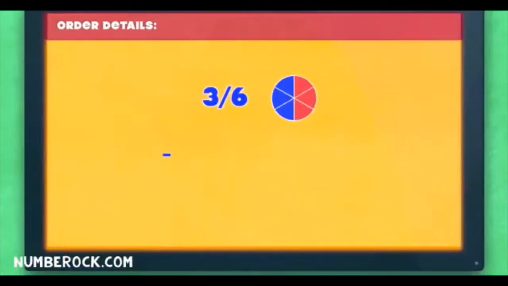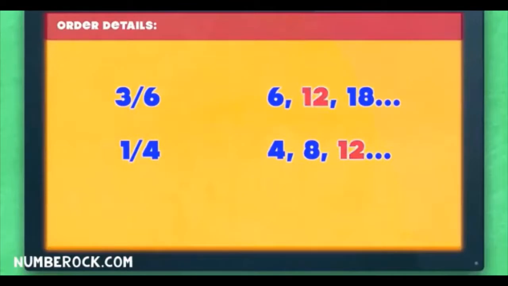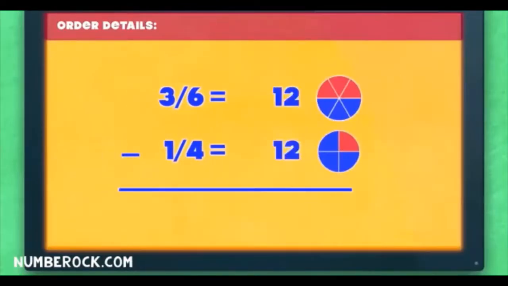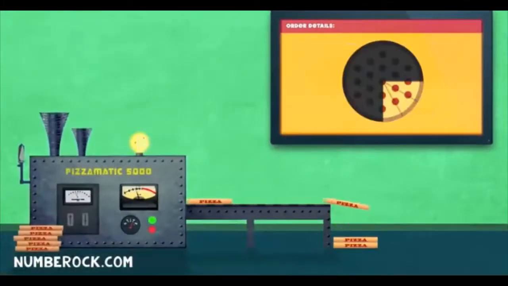3/6 of a pizza minus 1/4. Find the LCM, which is 12, of course. 12 is the least common denominator. Make equivalent fractions: 6 twelfths and 3 twelfths. Then do the subtraction. 6 minus 3 is 3. 3/12 of a pizza at the pizzeria.